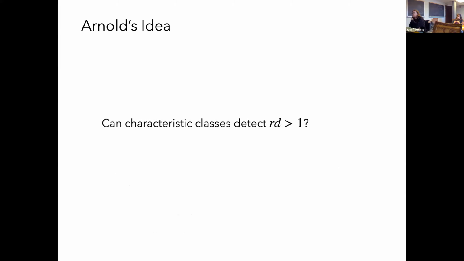All right. And so you could ask, okay, can characteristic classes detect resolvent degree greater than 1? This is sort of Arnold's dream. And 50 years later, you can say definitively no. And I felt sad when I realized that.